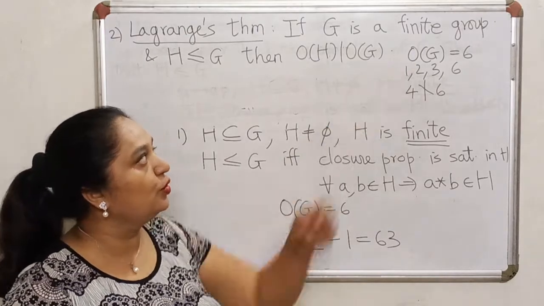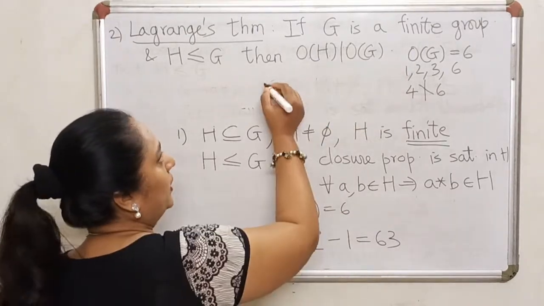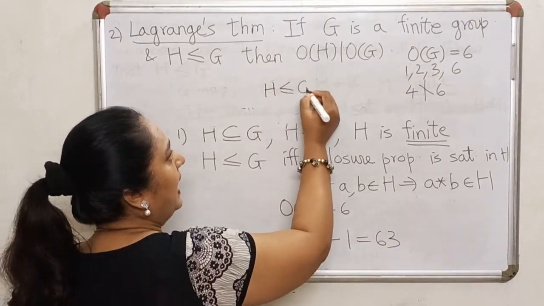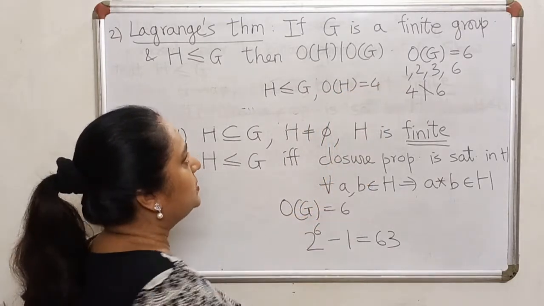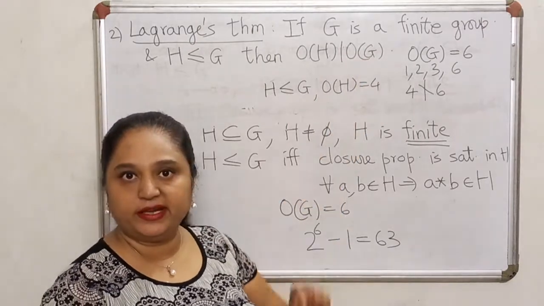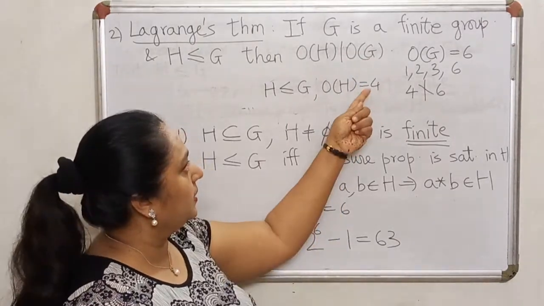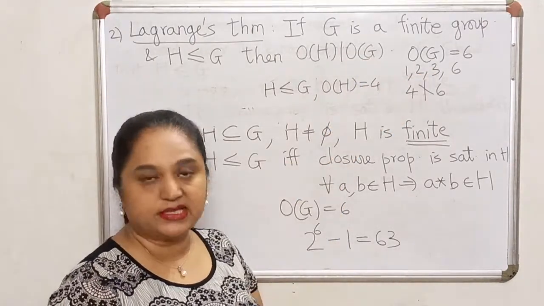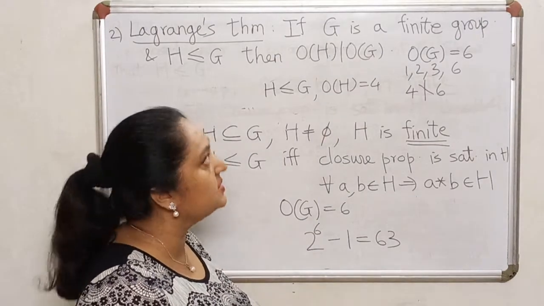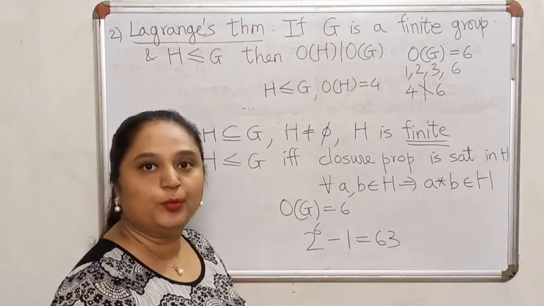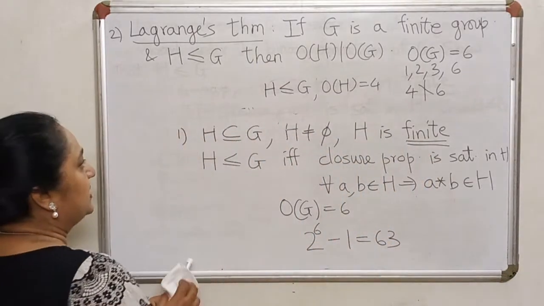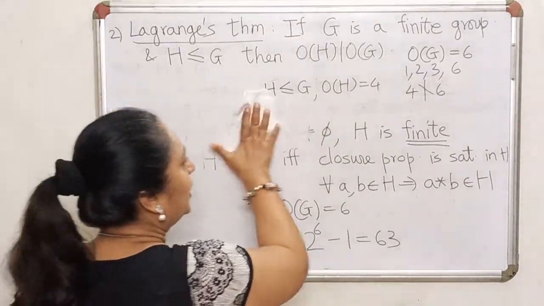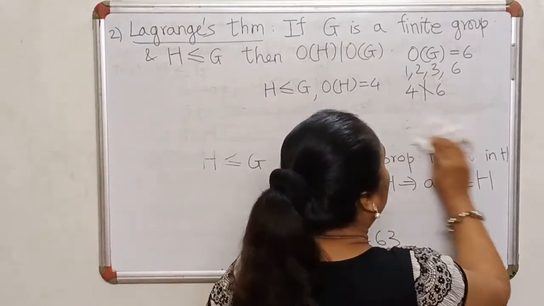Because if this group had a subgroup of order 4, suppose it had a subgroup H of order 4, then by Lagrange's theorem, the order of H would divide the order of G, but 4 does not divide 6. So it's obvious that there will be no subgroup of order 4. So Lagrange's theorem tells me that subgroups of particular orders are not possible.